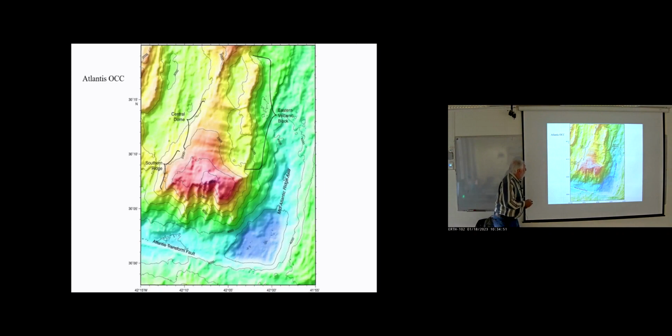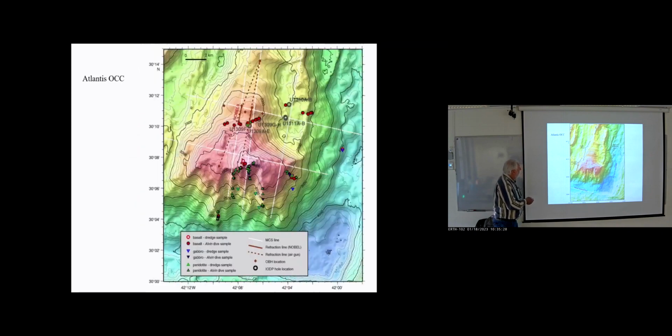This is a map of one of the oceanic core complexes. It's called the Atlantis core complex. The Mid-Atlantic ridge is here, at latitude 30°10′. This is about 50 kilometers. It's quite high, about 1,500 meters above its neighborhood.